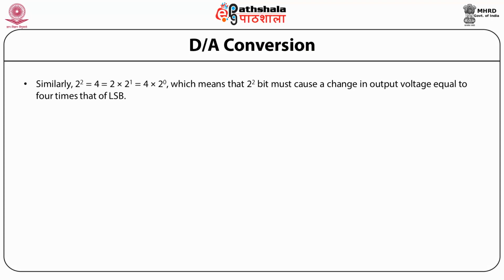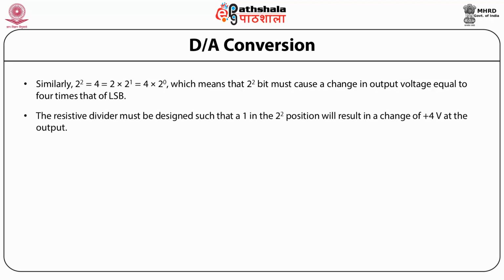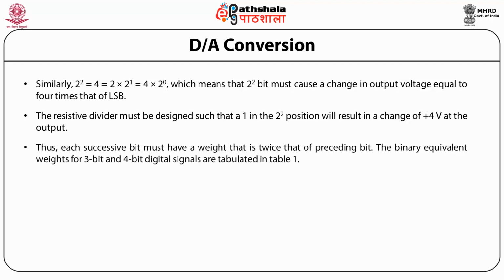Similarly, 2 raised to power 2 is equal to 4, which equals 2 into 2 raised to power 1, which also equals 4 into 2 raised to power 0, which means that the 2 raised to power 2 bit must cause a change in output voltage equal to 4 times that of LSB. The resistive divider must be designed such that a 1 in the 2 raised to power 2 position will result in a change of plus 4 volt at the output. Thus, each successive bit must have a weight that is twice that of the preceding bit.